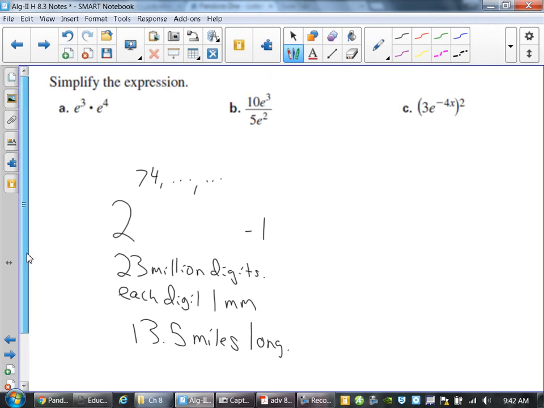Anyway. It's just mind-blowing. 10e to the third over 5e squared. What do you think you're going to get? 2e. Or not 2e, is that the question?